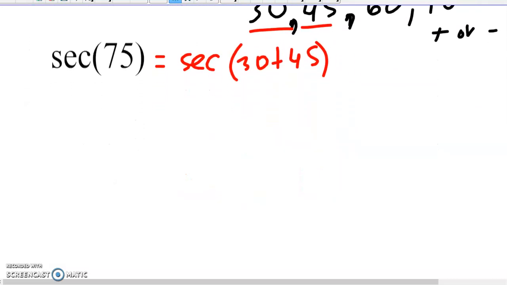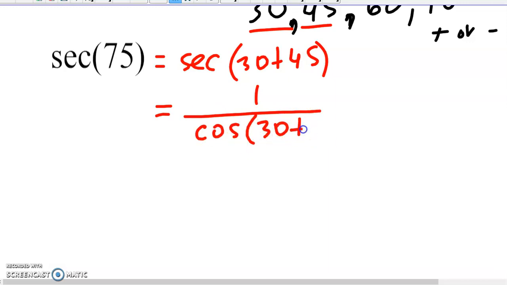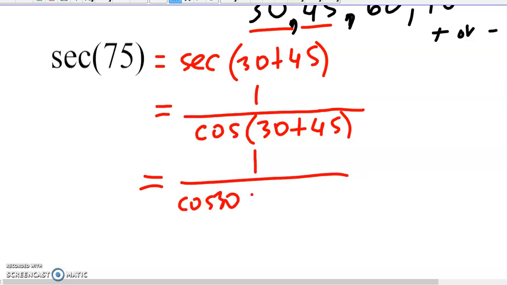And so now, secant, we don't have an identity for, but secant is equal to 1 over cosine. So 1 over cosine 30 plus 45 is equal to the secant of 30 plus 45. Now we can use our sum identity for cosine. So this is 1 over cosine of 30 times cosine of 45 minus, remember cosine doesn't like to mingle and it changes sign, so sine of 30 sine of 45.